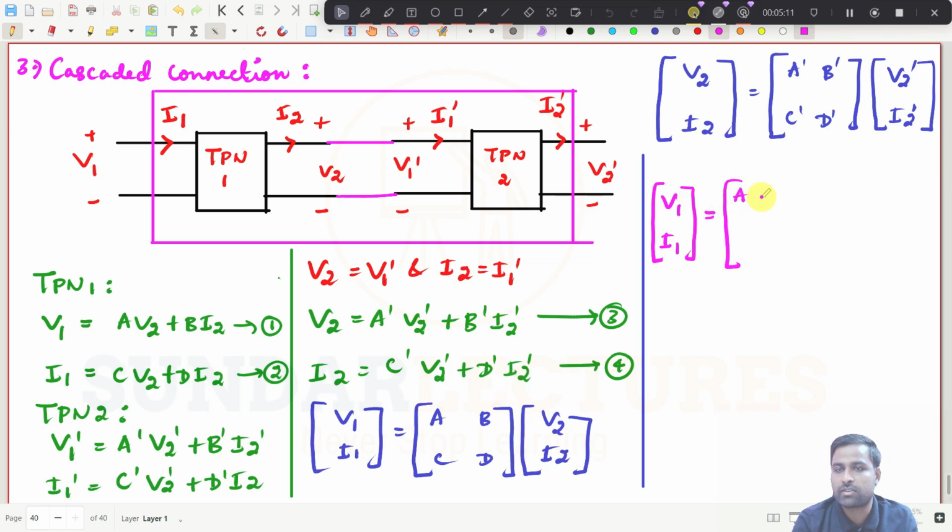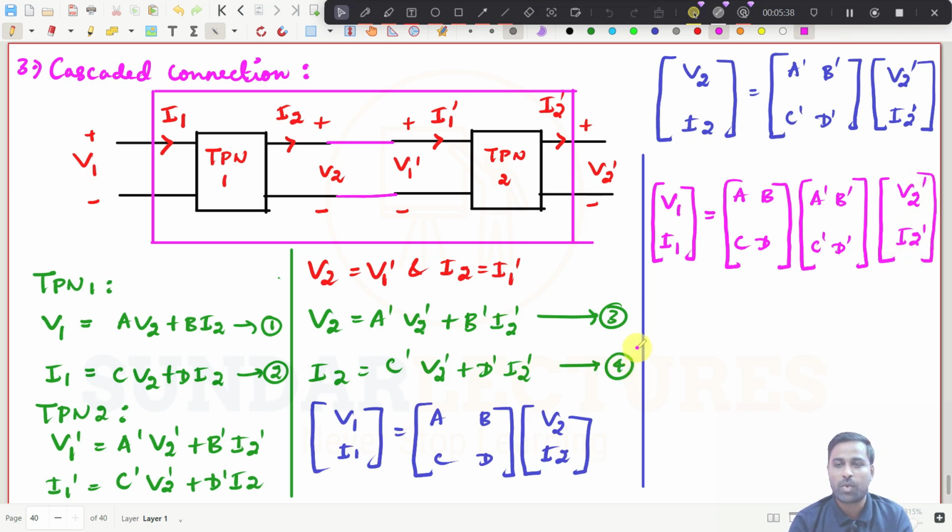Don't do anything with these two. This is A B and then C D. That is also the same, no change. And instead of this V2 I2, I can simply replace this one. So what will you get down here? This will be A dash, B dash, C dash, D dash, and you close this. Then this one, V2 dash and I2 dash, right?